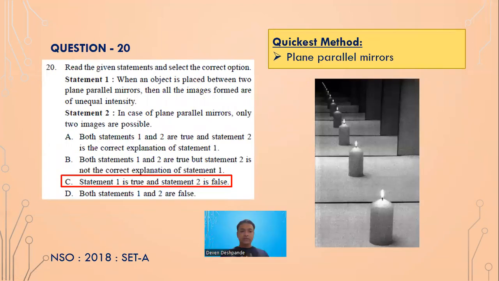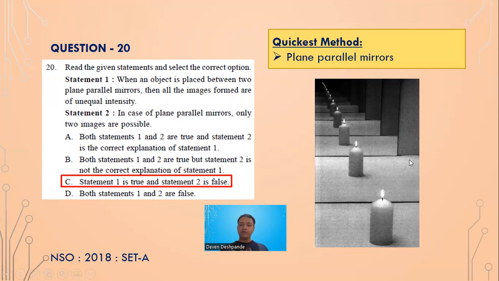Okay, next question, question 20. Read the given statements and select the correct option. When the object is placed between two plane parallel mirrors, then all the images formed are of unequal intensity, isn't it? They are of unequal intensity. So if you place a candle between two mirrors, one mirror like this and one mirror here, you'll find the reflections here, and they'll continue together, isn't it?